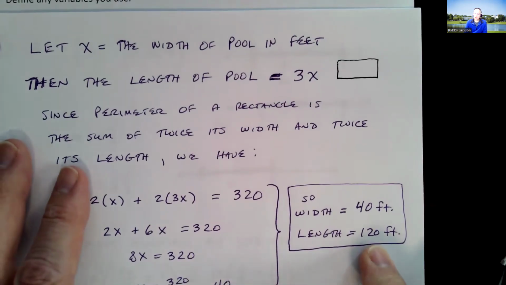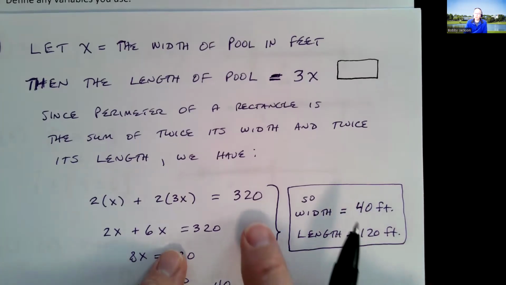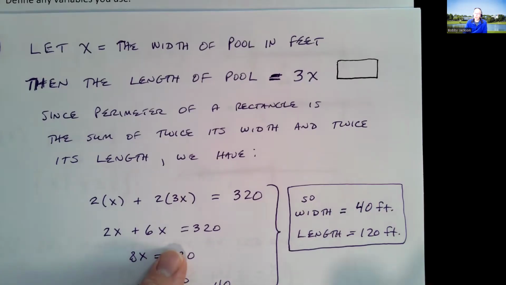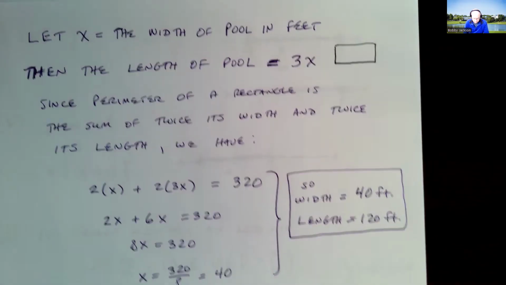And just double check that the perimeter is indeed 320 feet, because if I take 2 times 40, that's 80. 2 times 120 is 240. 80 plus 240 is 320. And the length, right, is indeed 3 times the width. So everything in the problem is satisfied.